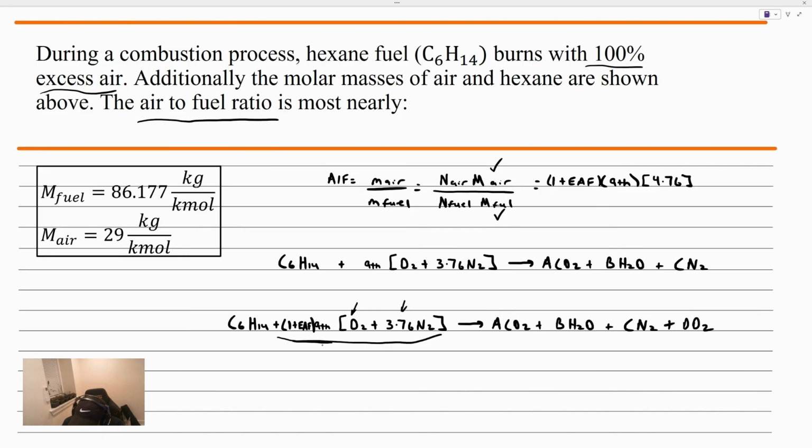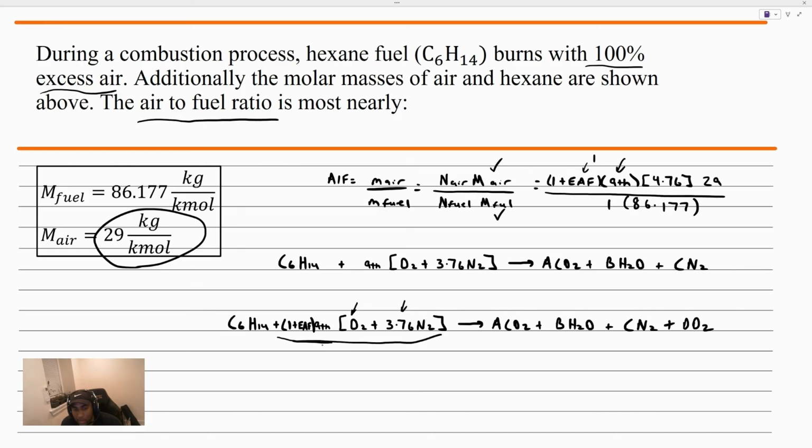We take that, which is the number of moles of air, multiplied by the molar mass of air, which is 29. It's in the givens here. We take that value and divide it by the number of moles of fuel. We're going to assume we have 1 mole of fuel here. So this is just a 1 here. And the molar mass of fuel is just 86.177. So if we can find our stoichiometric coefficient here, we know what our excess air fraction is, just 1, right? 100% or 1. So all we need to do is solve for that stoichiometric coefficient.